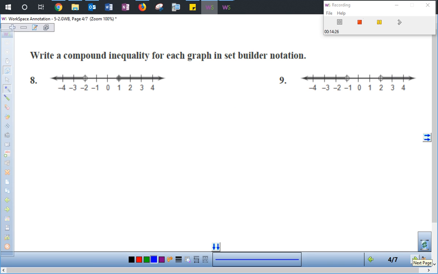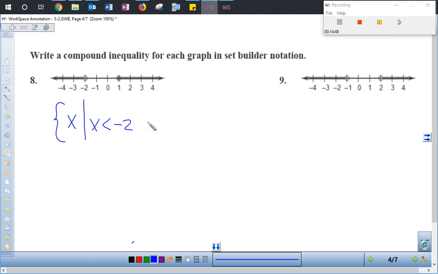On number 8 and 9, they're giving us the graph. They just want us to write an inequality for it in set builder notation. So we're going to start with the set of, and you can choose whatever variable you want. I'm just going to choose x, so the set of all x's such that, and then we just describe this. I have an open dot on negative 2 with an arrow going to the left, so that's going to be x is less than negative 2.